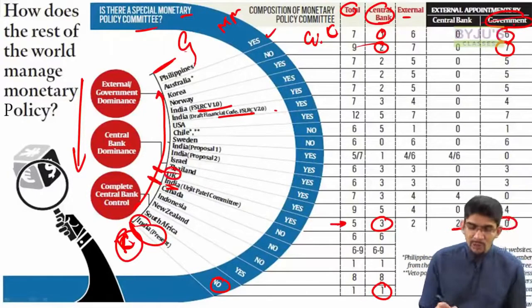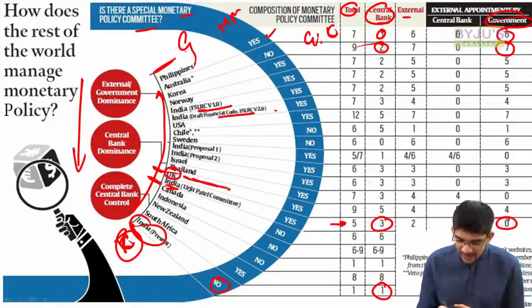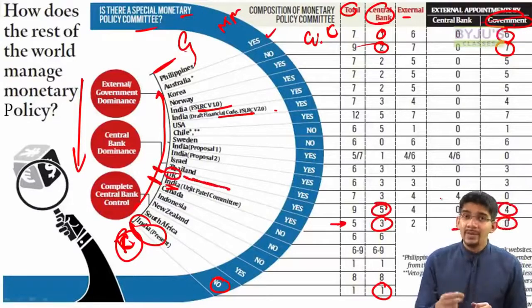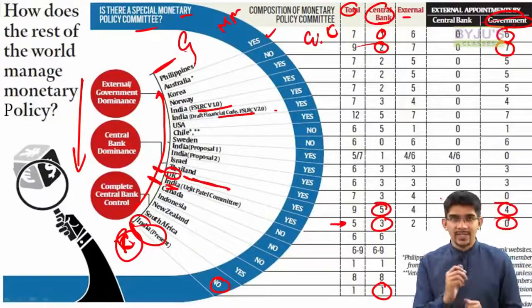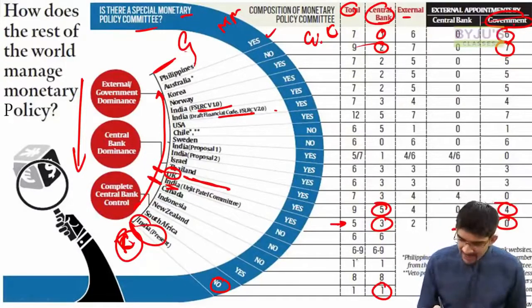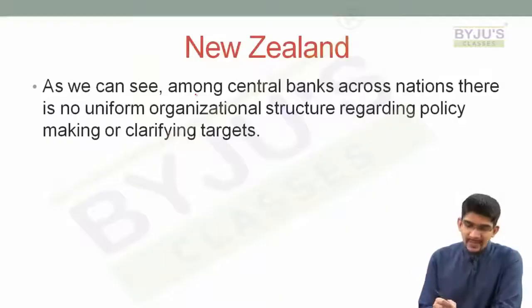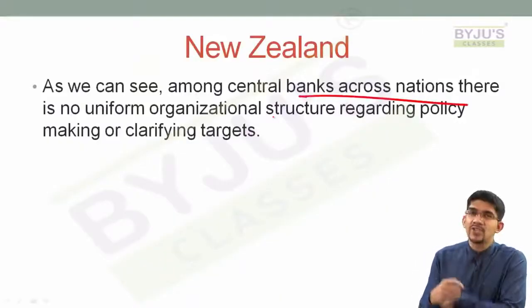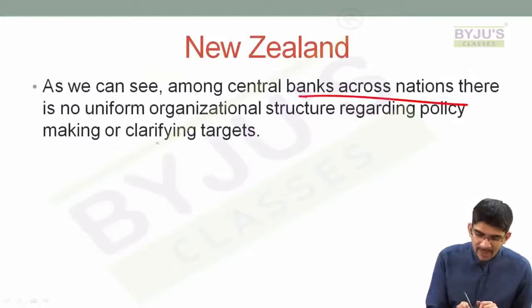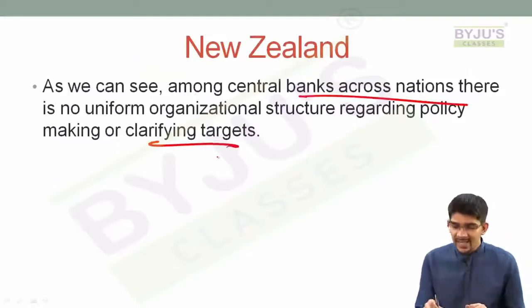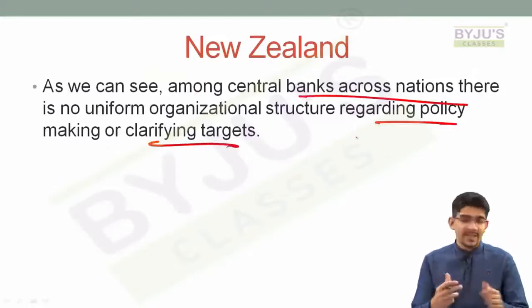As we can see, our new proposed architecture will be very similar to the UK's architecture, which is a 5:4 ratio. So we will examine the UK in more detail to understand the current architecture a bit later. Now, New Zealand has a situation in which the central bank will have 6 to 9 members and there will not be any government control at all. Now, we have seen central banks across nations; there is no uniform organization, there are no uniform targets, there is no uniform policy making structure, etc.